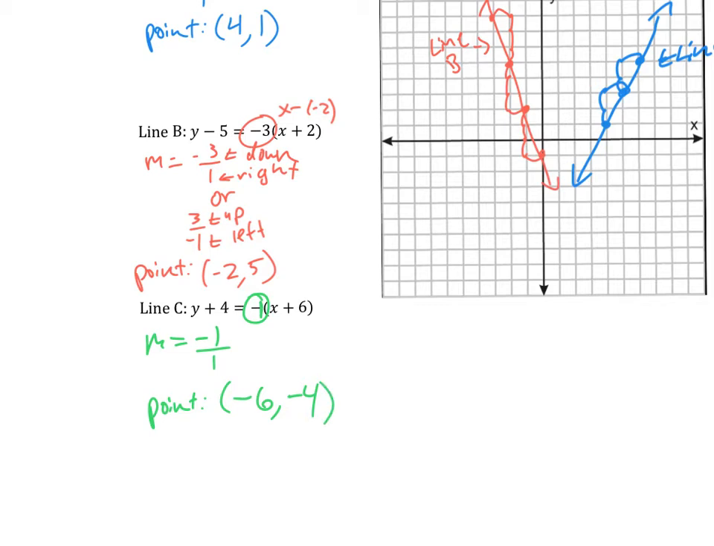So we'll start at our point -6, 1, 2, 3, 4, 5, 6, -4, right there, -6 in the x, -4 in the y. And then we're going to go down 1 over 1, down 1 to the right 1, down 1 to the right 1. We could also go up 1 to the left 1. Okay, and that would be our line overall, right there. Okay, this is line C.